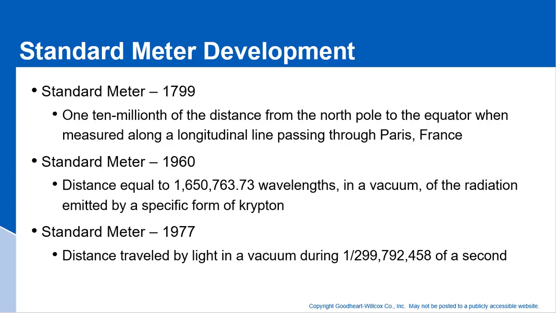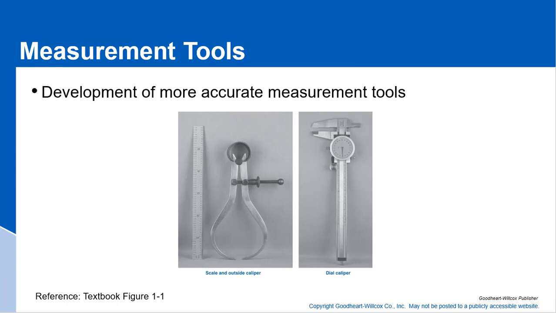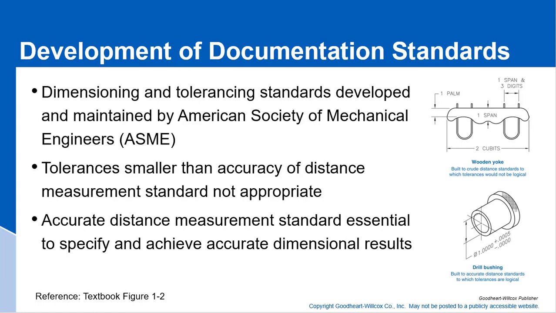And then the other thing we needed to develop is precise measuring tools. What you see here is a scale, a caliper, and a dial caliper for measuring. And of course there are micrometers, height gauges, and all kinds of other measuring equipment that we use nowadays to verify that our parts are good. And eventually we developed documentation and standards. Dimensioning and tolerancing standards were developed by the ASME, the American Society of Mechanical Engineers.